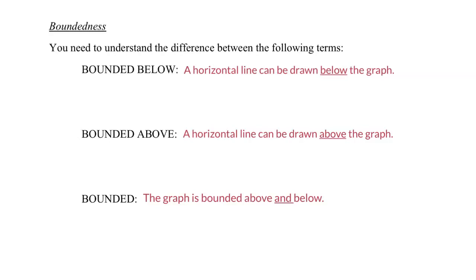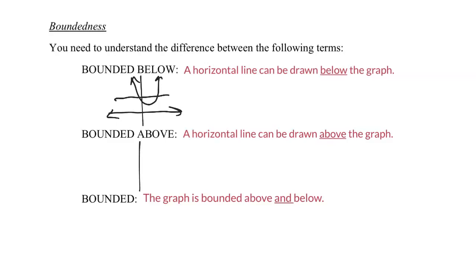It means that a horizontal line can be drawn below the graph. So for example, what I mean by that is that if I have, let's just say, a quadratic function that looks like this, that function is bounded below because I can draw a horizontal line that basically acts like the floor of the function, and the graph doesn't go any lower than that horizontal line. So hopefully that's making sense what bounded below means.